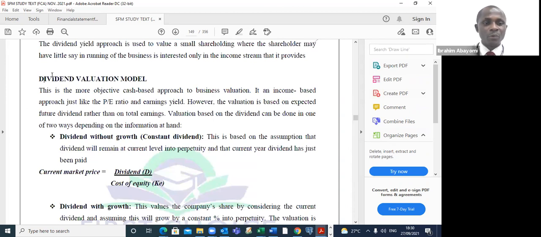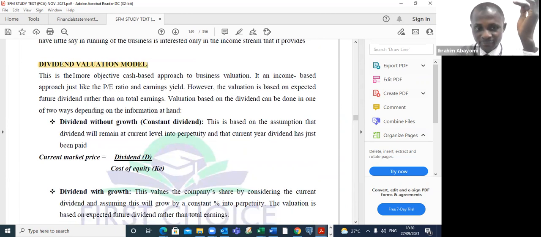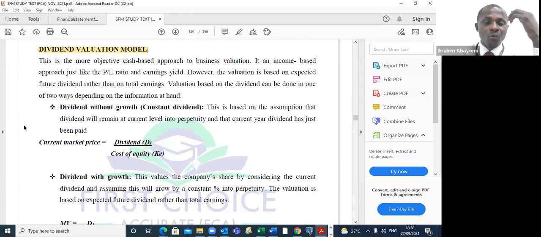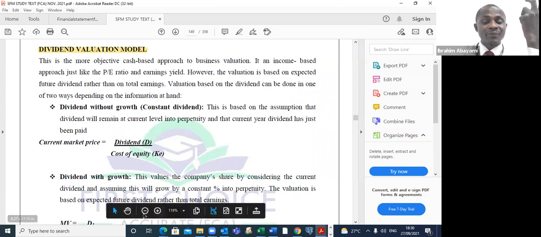Now we have the dividend valuation model. This is another method, a standalone method as well: asset-based, income-based, or market-based, then dividend valuation model. We used the dividend valuation model when we were computing cost of equity in our cost of capital computation. There, I let you know that market value of equity is equal to dividend times (1 plus g) over (cost of equity minus g). And I told you it is from the dividend valuation model that we get the formula for cost of equity.